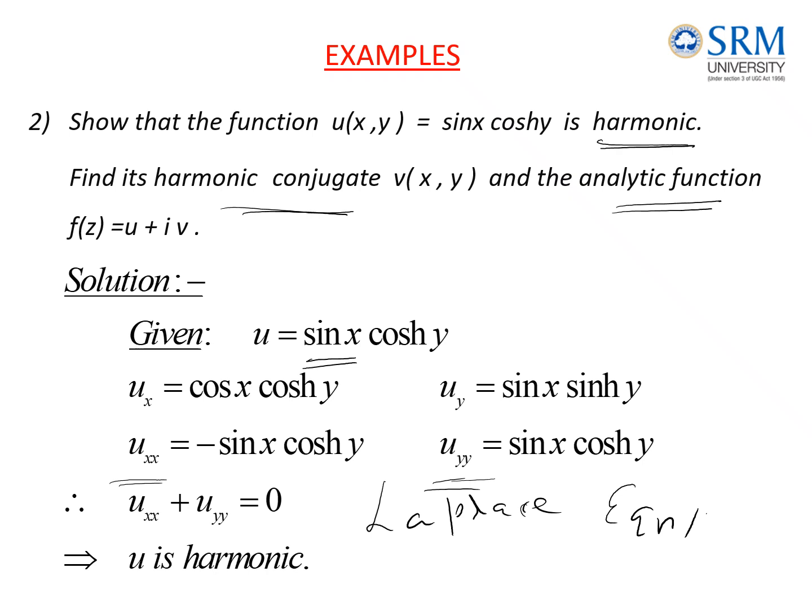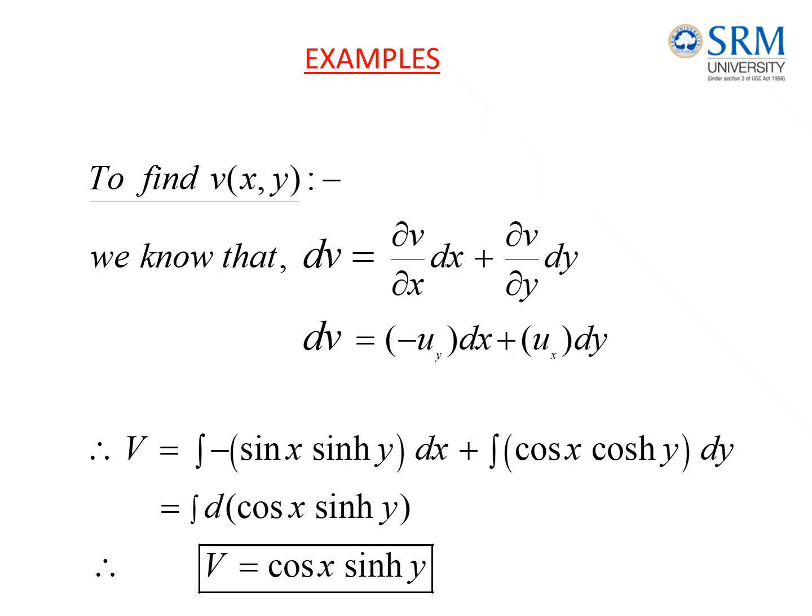Then again I need to differentiate this ux with respect to x partially, so that I will get uxx equal to minus sin x cos hy. For uyy, we need to differentiate uy partially with respect to y. So partially differentiating sin hy we get cos hy. Then we need to check whether uxx plus uyy equals 0. Adding these, we are getting it is equal to 0. So therefore it satisfies the Laplace equation. Hence we conclude that u is a harmonic function. After concluding u is a harmonic function, next we need to find the harmonic conjugate and then the analytic function.